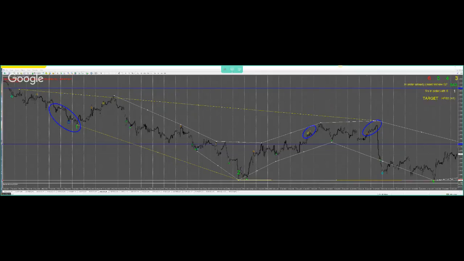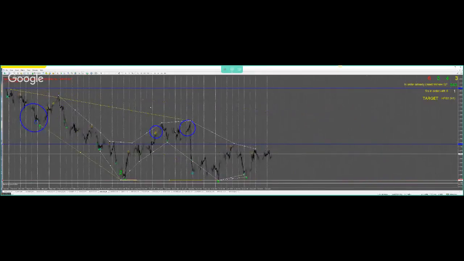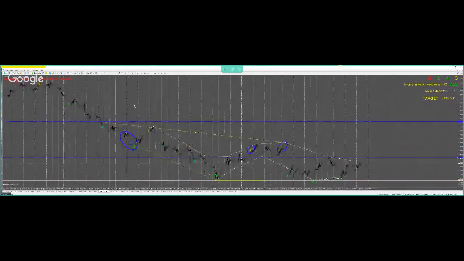Higher highs, lower highs, lower lows, and higher lows. Okay, so let's take a look at what's going on in this particular chart. I'm going to shrink this and let you know overall what you're seeing here.